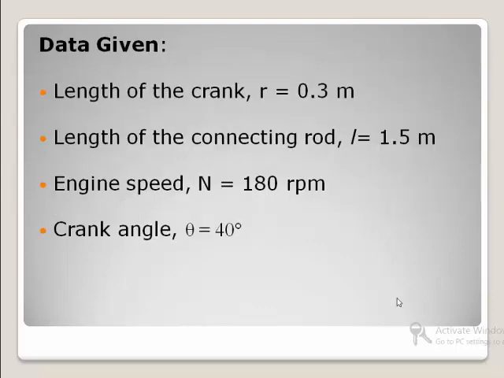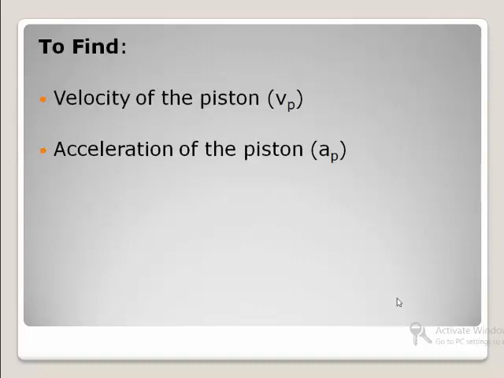The data given in the problem are length of the crank, denoted by the letter small r, that is 0.3 meter, length of the connecting rod, small l, 1.5 meter, engine speed capital N as 180 rpm, and the position of the crank, that is crank angle from the inner dead center position, theta, equal to 40 degree. And in the problem it is asked to find out the velocity of the piston as well as acceleration of the piston during the crank position of 40 degree.